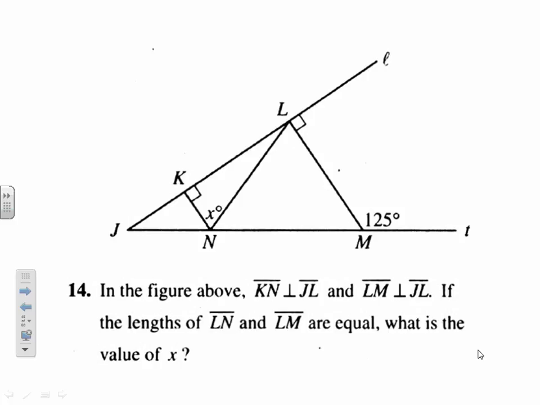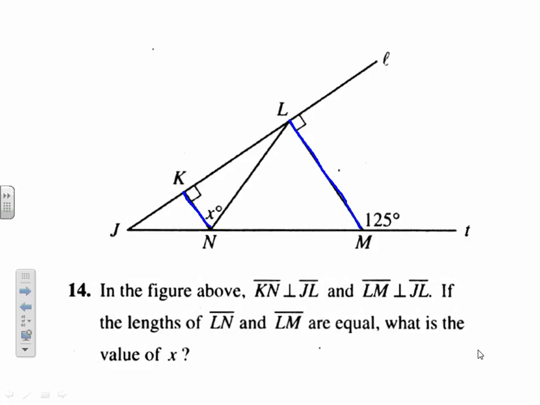Okay, so when they're telling you that KN and LM are perpendicular to JL, that means that they are parallel to each other. So these lines are parallel to each other, which you actually can see from the picture because this doesn't say figure not drawn to scale, and they look to be parallel to each other, so we can assume that to be true. Okay, so then we know we're probably going to be using some parallel line rules.